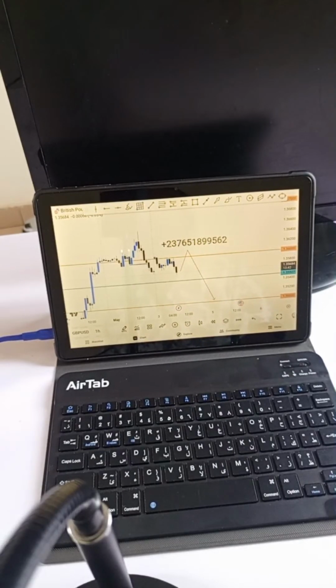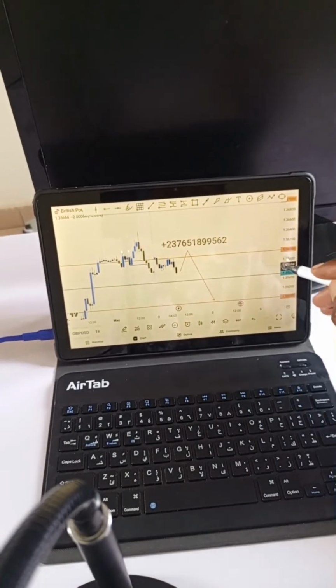We are on the 1 hour because 1 hour is our entry time frame. I don't trade on 15 minutes, 30 minutes, 45 minutes. I get my confirmations on the 1 hour. Okay. On the 1 hour.